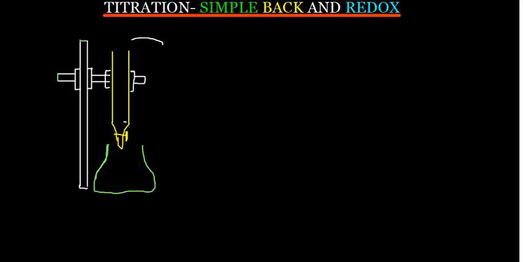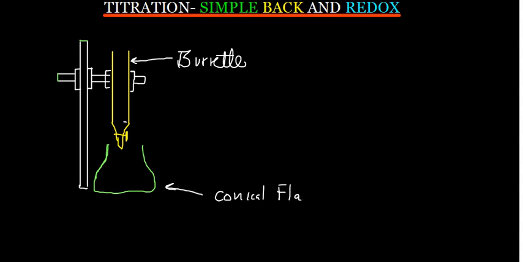Now there is a substance that we are going to put here and a substance that will remain here. Of course, we know this thing here is a burette, and this thing is a conical flask. We also have the stand and the support system. So we are going to have two reagents. One reagent we put here, the other reagent we put in here.